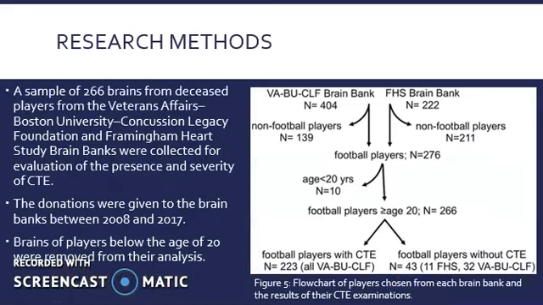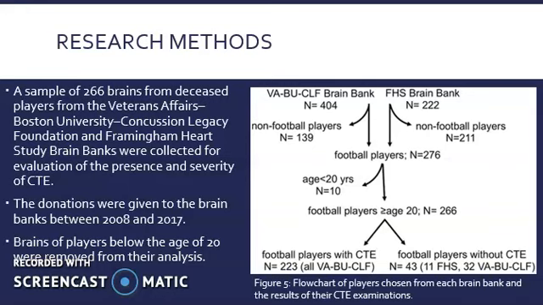So, how did they do this? Well, a sample of 266 total brains from deceased American football players from the Veteran Affairs Boston University Concussion Legacy Foundation and Framingham Heart Study brain banks were collected for evaluation of the presence and severity of CTE. The donations were given to the brain banks between 2008 and 2017 and included both high school, college, and professional football players, as well as players who left football and then participated in the military.